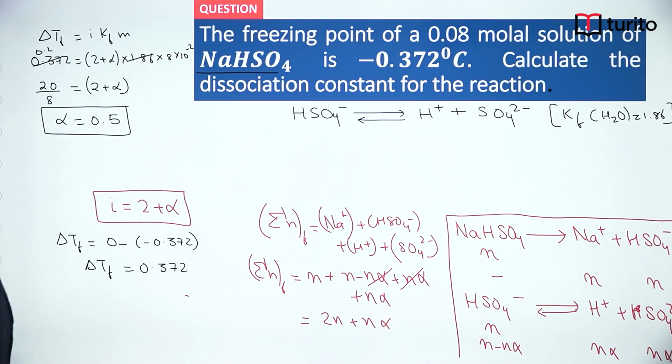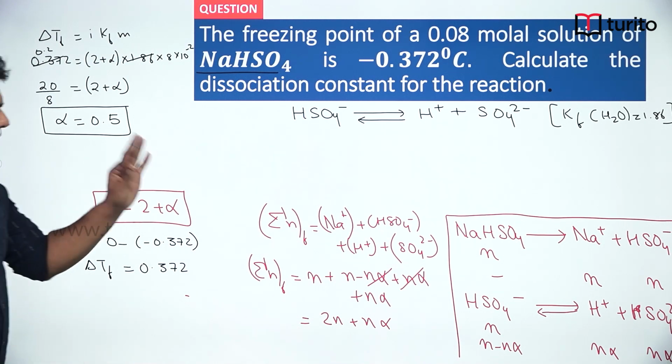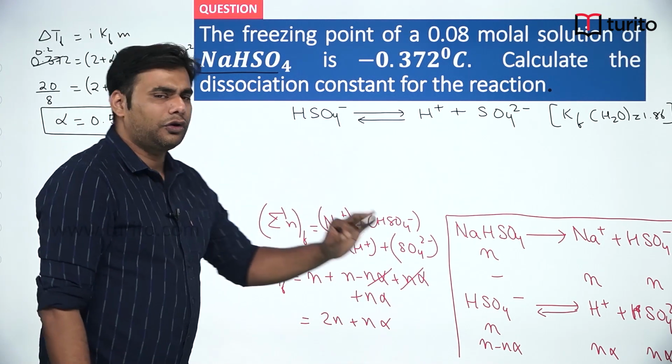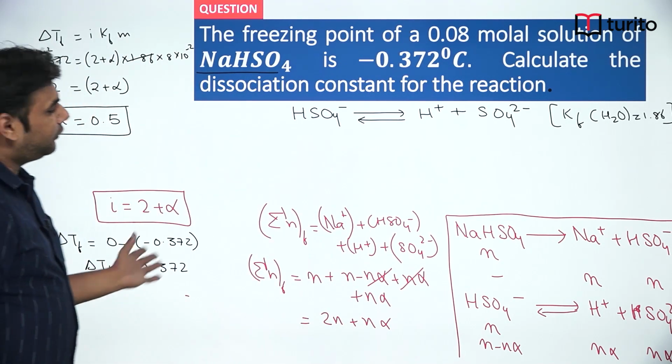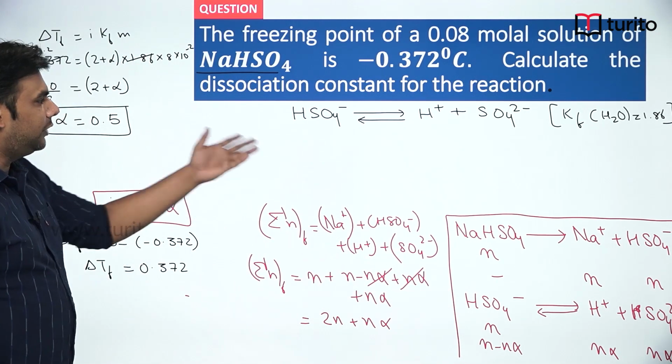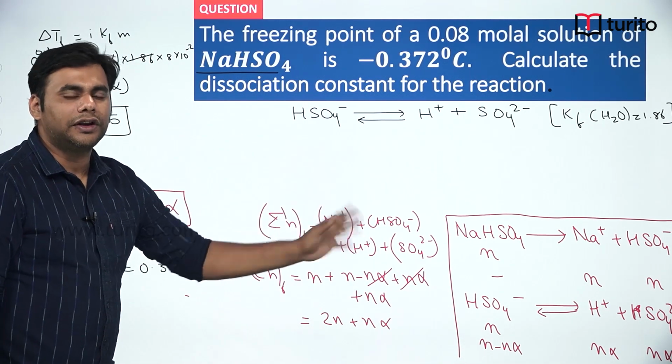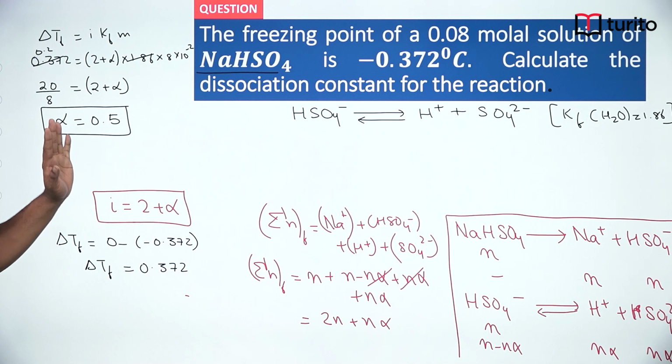So we got the value of alpha. This is a brilliant question. I will not call it a very difficult or very tough level problem. The only art was understanding the Van't Hoff factor. The rest of the processes are the same ones we do for every question. So we got the value of alpha.